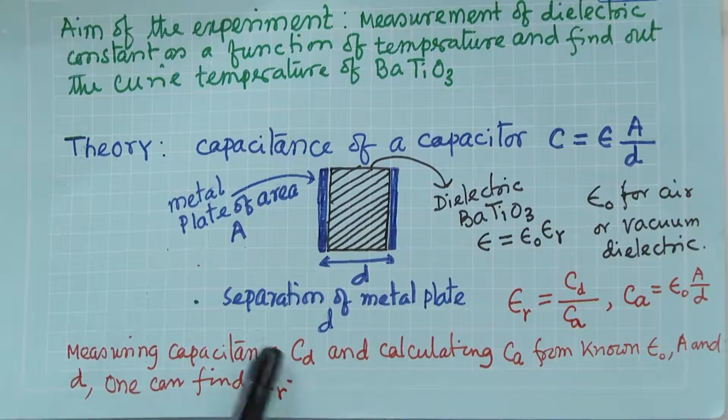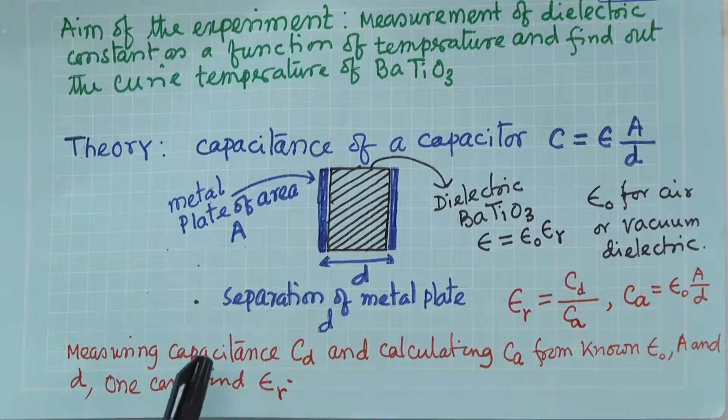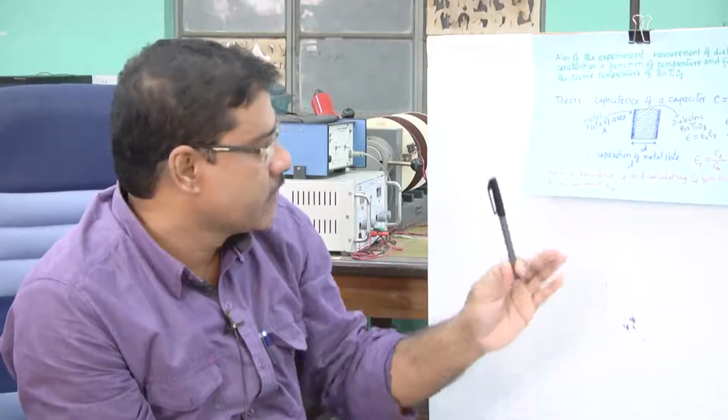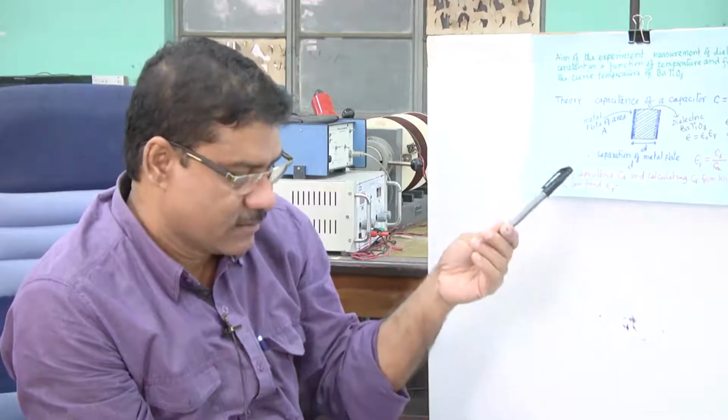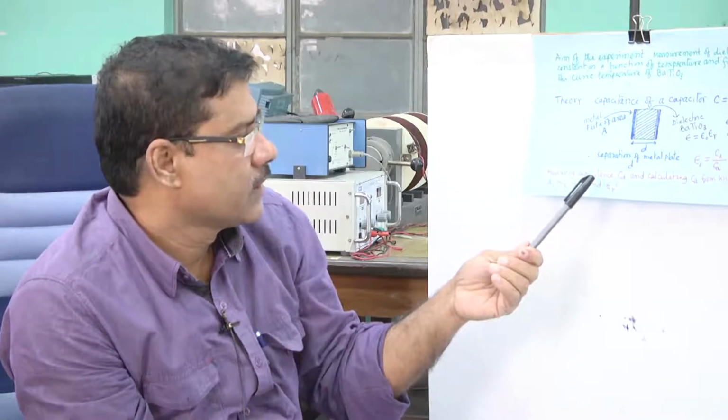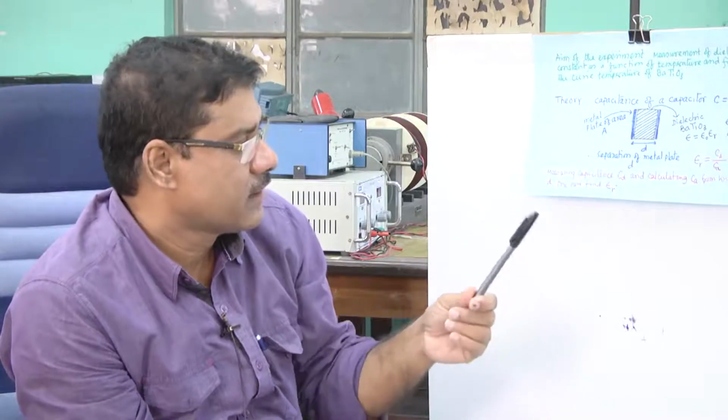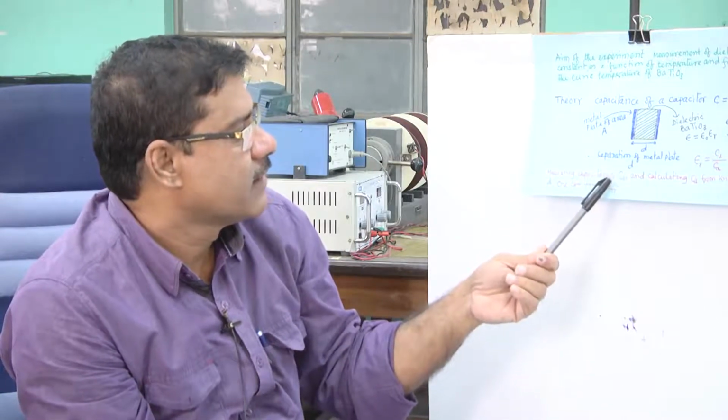one can find epsilon r. We will find this as a function of temperature, and then we will plot it, and from this plot we will find out the Curie temperature, which is around 120 degree centigrade. So, this is the theory behind this experiment. Next we will demonstrate this experiment in our laboratory. So, let us go to the experimental setup and do the experiment.